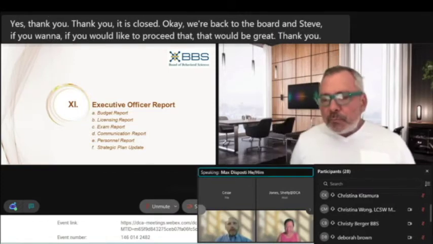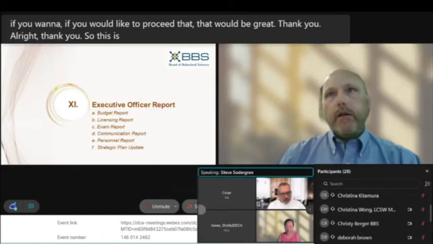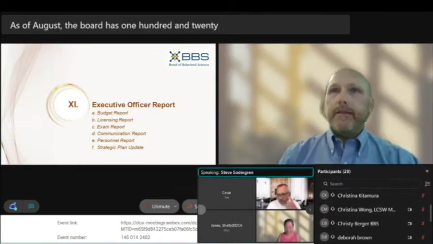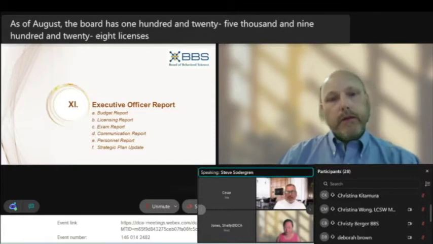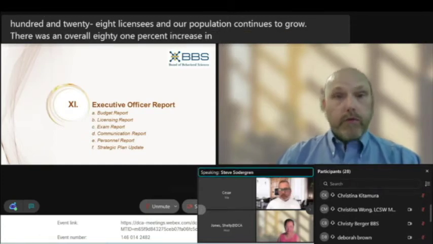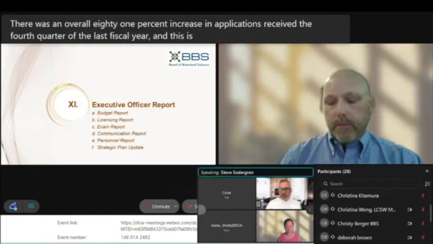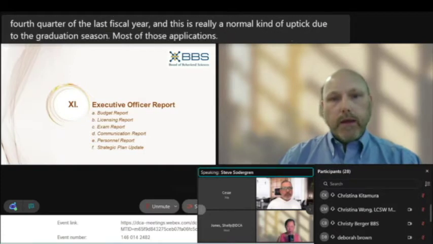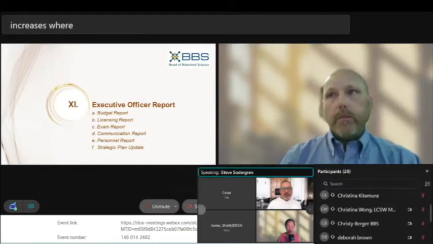So this is the licensing report. As of August, the board has 125,928 licensees, and our population continues to grow. There is an overall 81% increase in applications received the fourth quarter of the last fiscal year. And this is really a normal uptick due to the graduation season. Most of those application increases were in the registration and associate applications.